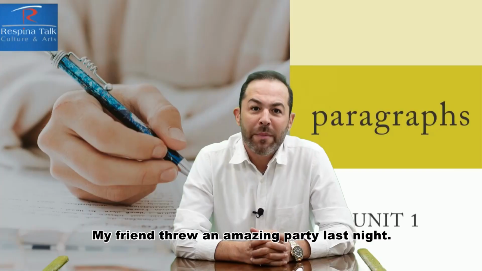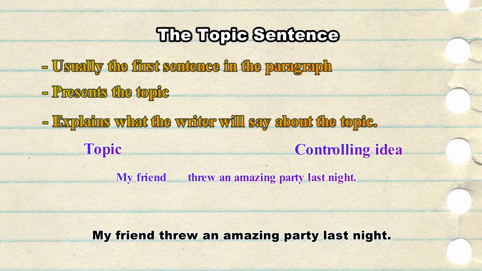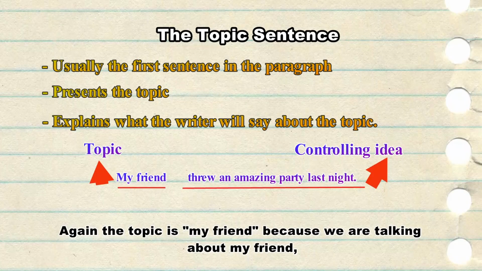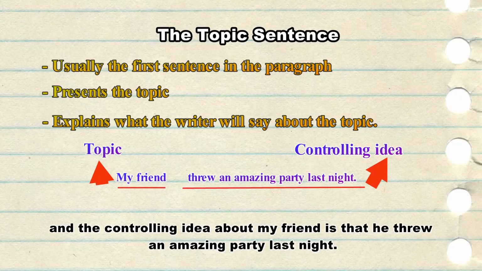Another example, my friend threw an amazing party last night. Again, the topic is my friend because we are talking about my friend. And the controlling idea about my friend is that he threw an amazing party last night.